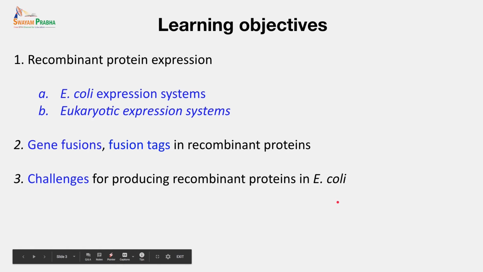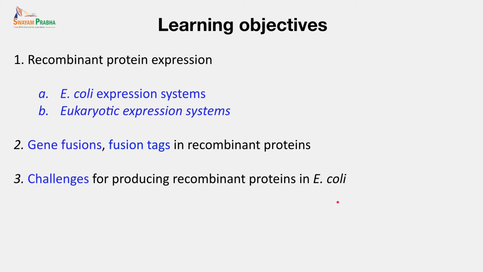Okay, so now in the previous chapters, you have already learned about the cloning vectors, how to clone a gene, how to make DNA libraries, how to do PCR, and how to do sequencing. So now we come to the other part. So far we have not talked about proteins, we have only talked about DNA and RNA related stuff in recombinant DNA technology. So now we come to the other half of the recombinant DNA technology, where we'll be talking about recombinant protein expression.